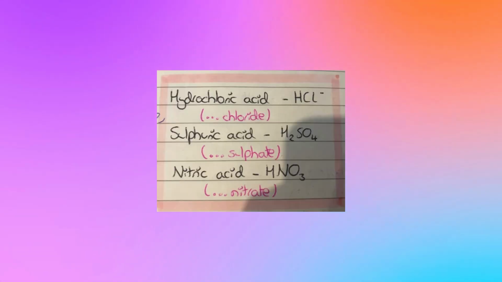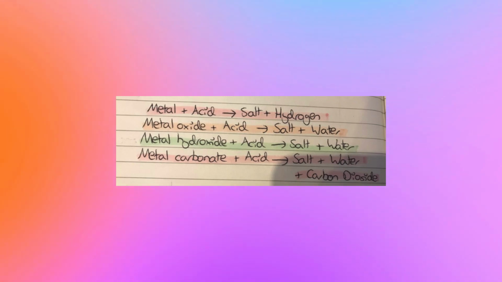And at GCSE level, you need to know the formulas for 3 acids: hydrochloric acid, which is HCl, sulfuric acid, which is H2SO4, and nitric acid, which is HNO3. And then there's the equations themselves that we need to know. So number 1 is that when you mix a metal and an acid, you will form salt and hydrogen.